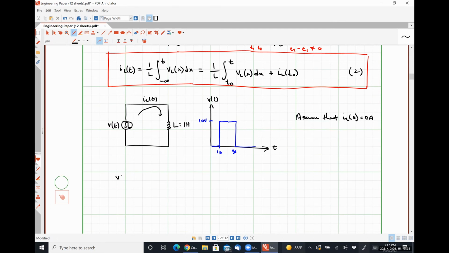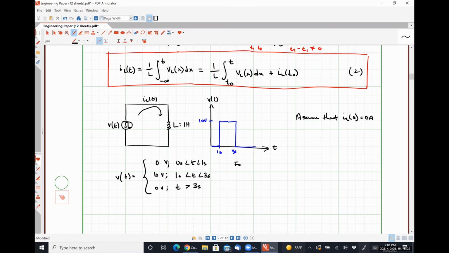So mathematically, I have v of t is 0 volts for 0 less than t less than 1 second, 10 volts for 1 second less than t less than 3 seconds, and then 0 volts again for t greater than 3 seconds. So my current then will also have 3 distinct parts.